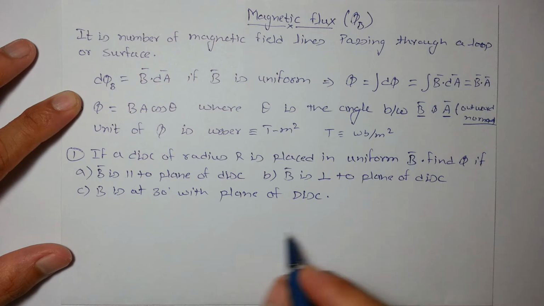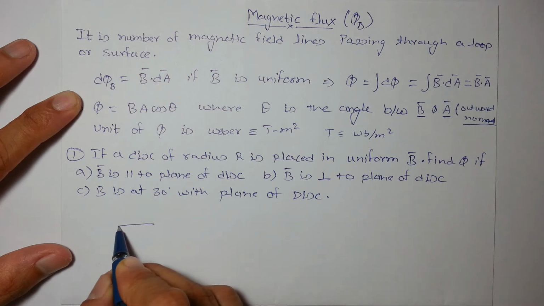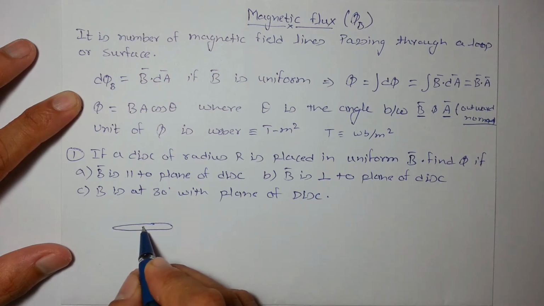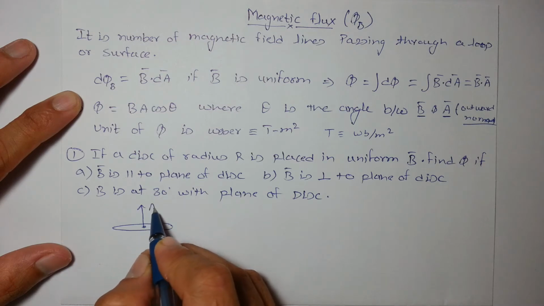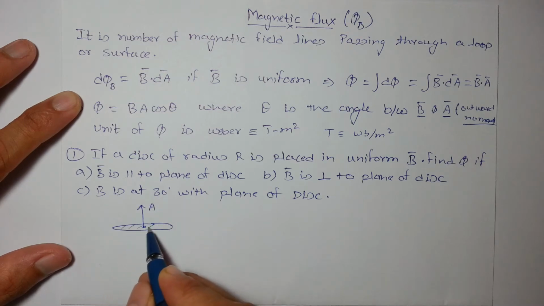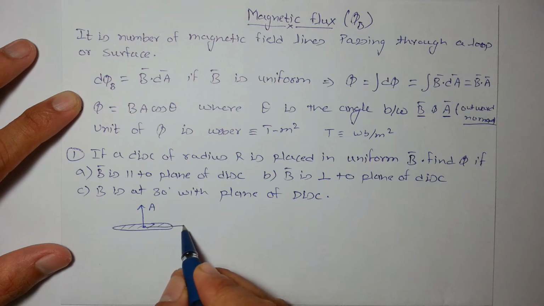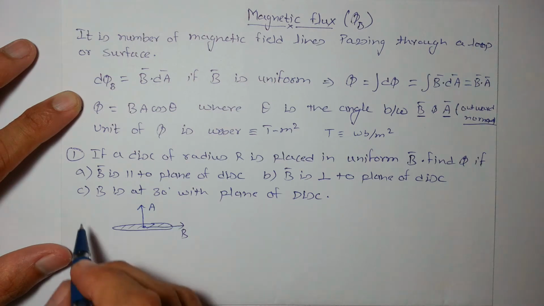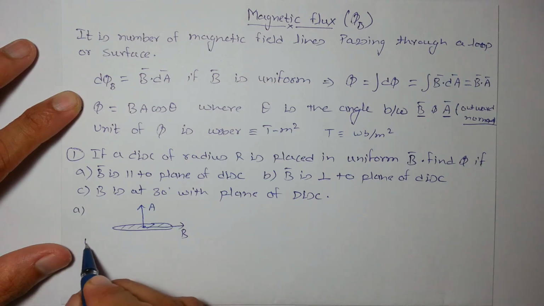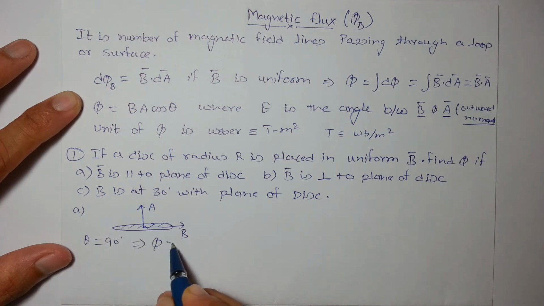Let us assume that this is the disk and this is its area vector. Obviously it will be perpendicular to the disk, but B is parallel to the disk. B is this in the first example, so obviously theta will be 90 degrees and hence flux will be 0. Mathematically cos 90 is 0.